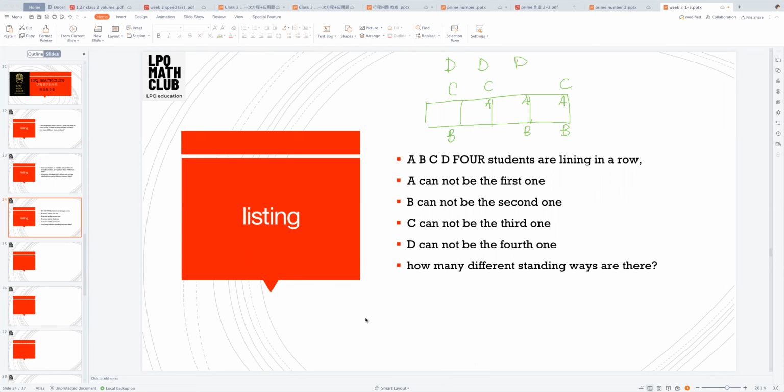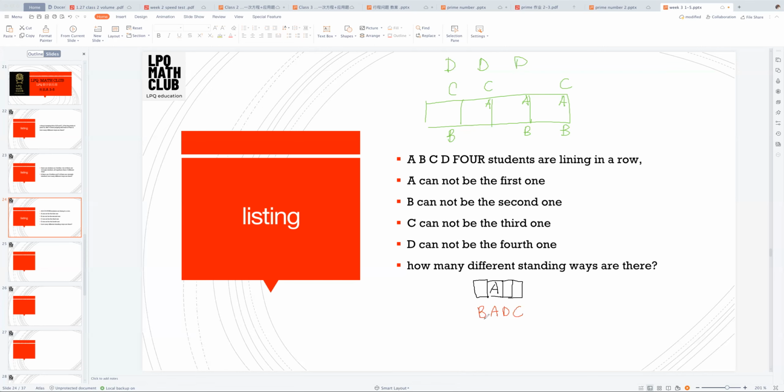Okay, so A, B, C, D, 4 students are there. So when A is on the second, we're going to put A as a second. Let's see how many different options there are. When A is here, I can put B. So B, A, D, C, right?